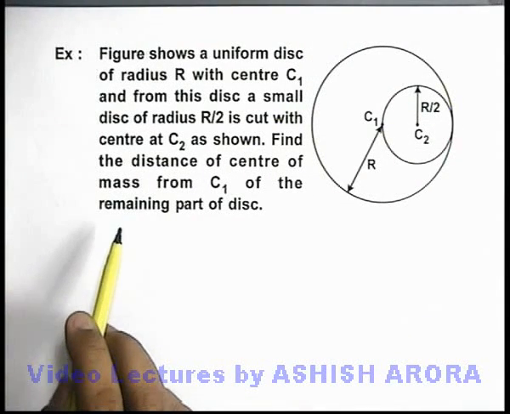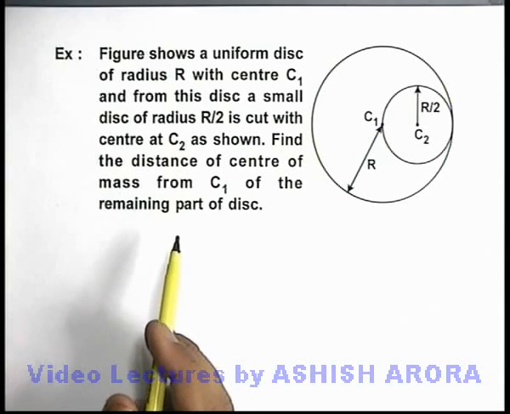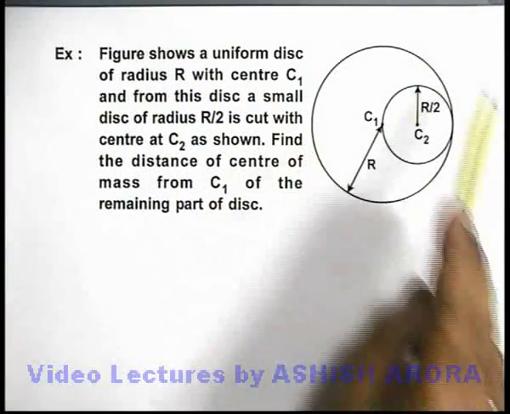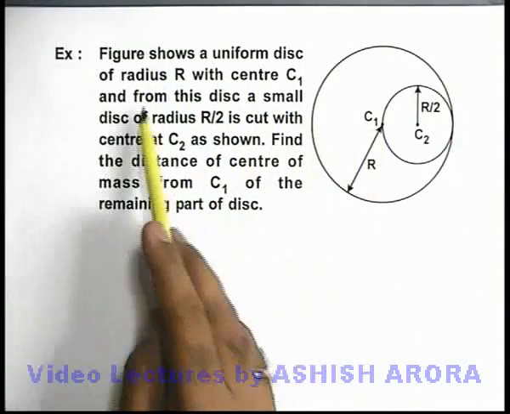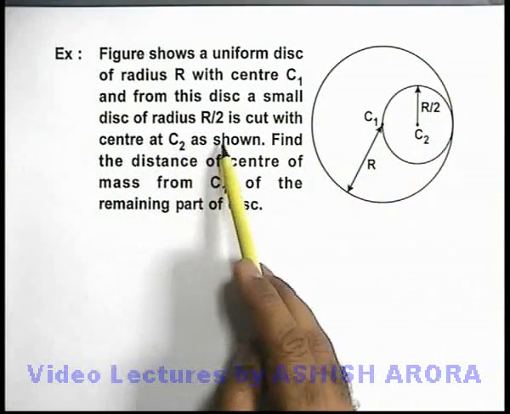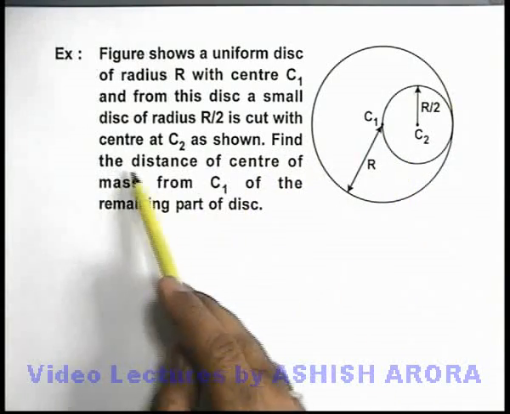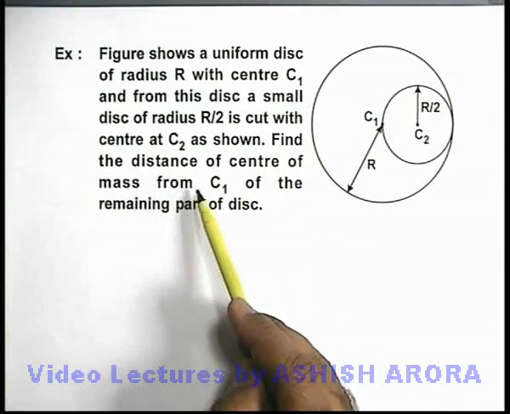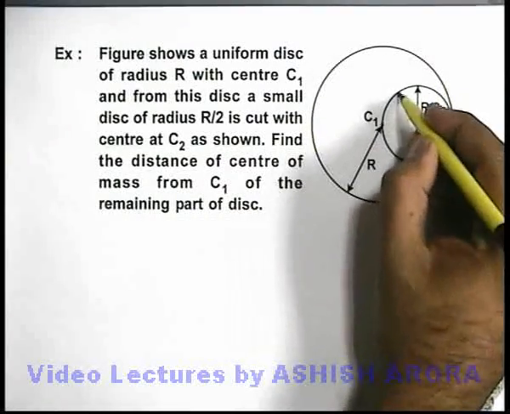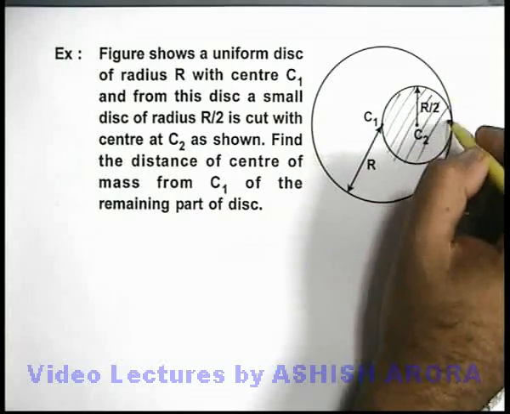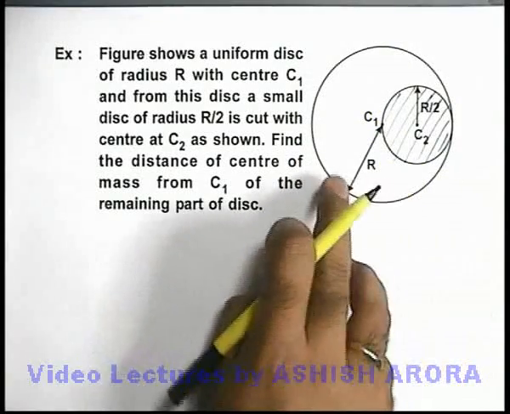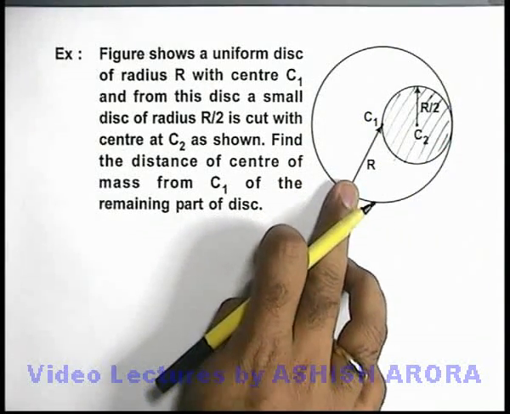Let us take up another example for the subtractive object system. Here in this question it is saying, figure shows a uniform disk of radius r with center at C1, and from this disk a small disk of radius r by 2 is cut with center at C2 as shown, and we are required to find the distance of center of mass from C1 of the remaining part of the disk. That means from the complete disk, if this part is cut and removed, this section which I am shading, if this is cut and removed, the remaining part, for the remaining part we are required to find the center of mass.